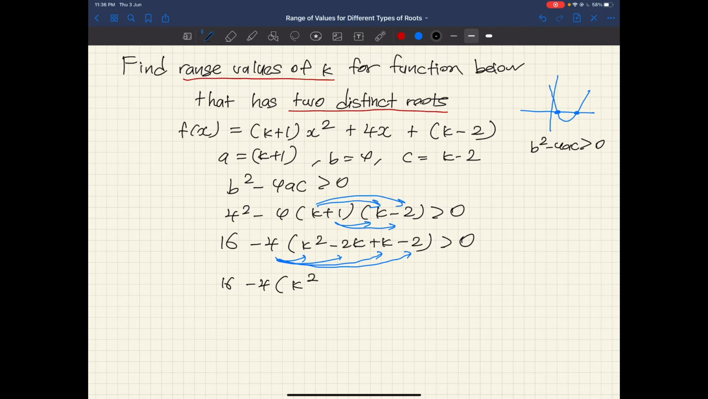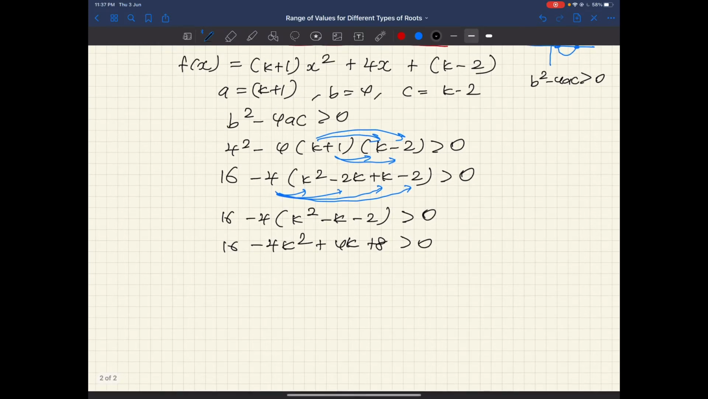So let me simplify first. K square negative k, and then you end up with negative 2 and close bracket, greater than 0. 16 negative 4 k square positive 4k, and you have a positive 8 greater than 0. Alright, so now do you have anything else to simplify for your k square? Basically you have nothing else, so make sure you bring it to the front and always try to write the quadratic formula. If you remember, you start with your x square, x, and finally whatever numbers are left behind.